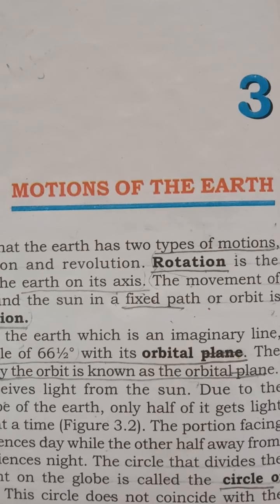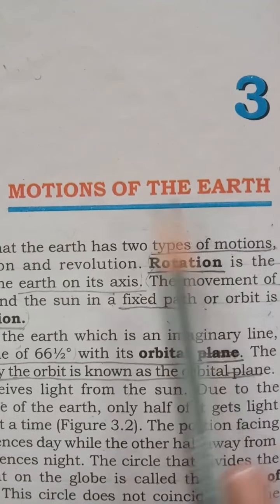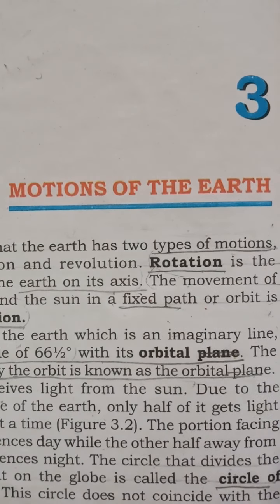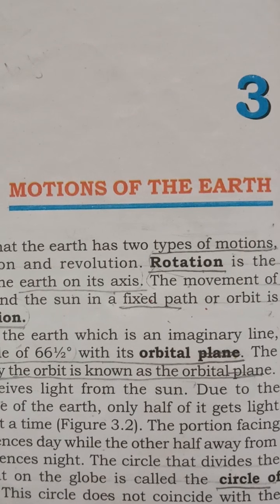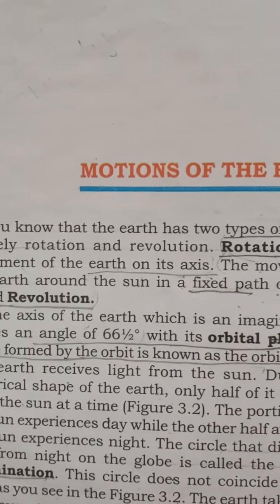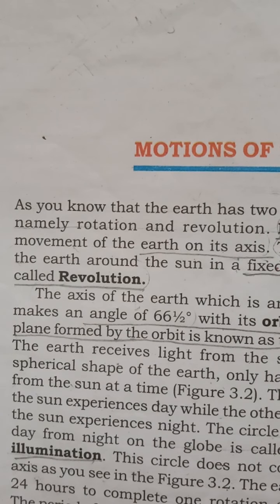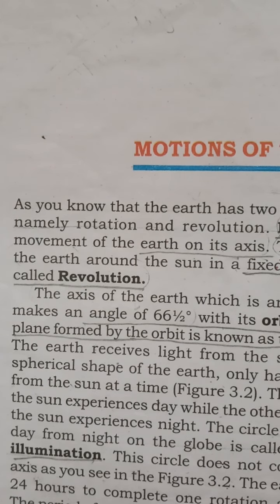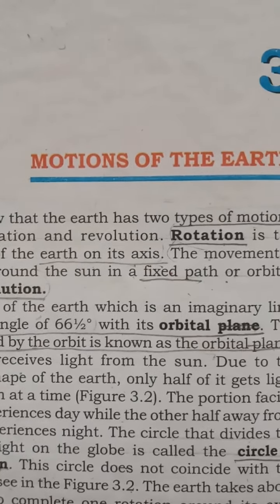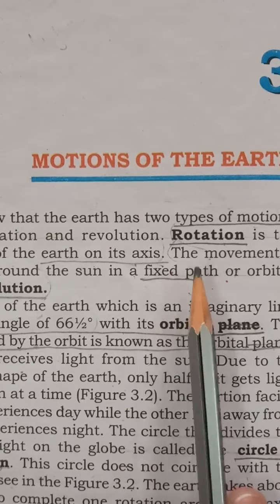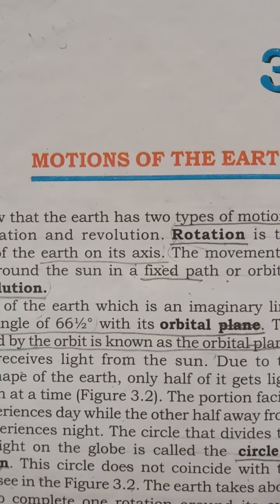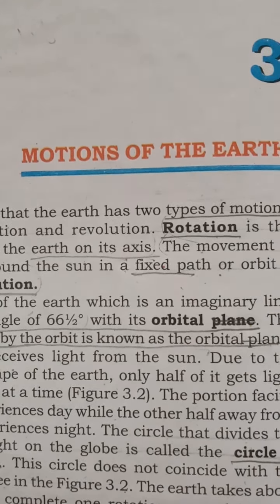Okay, children. Today we will do Geography Lesson 3, Motions of the Earth. Now in last chapter you learned that Earth is not fixed. It is not static. It is moving. Right? You have learned that from the globe we can very clearly understand that Earth is rotating on its axis. One movement is rotation. It is rotating on its axis. On a daily basis it is rotating.